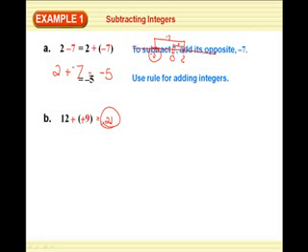And remember, technically in math, when you put two negatives together, they make a positive anyway. Okay?